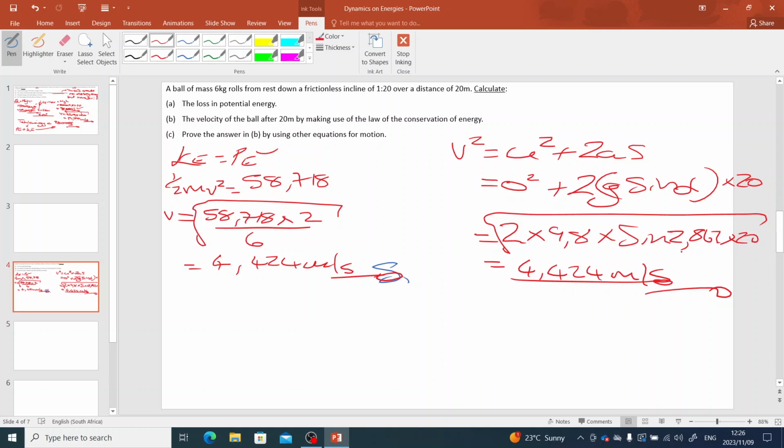Some of you might be asking, why did I use the sine? It is because we are proving something on the incline. The ball is on the incline. It is at this angle of repose. Hence, we had to use sine there to prove it.